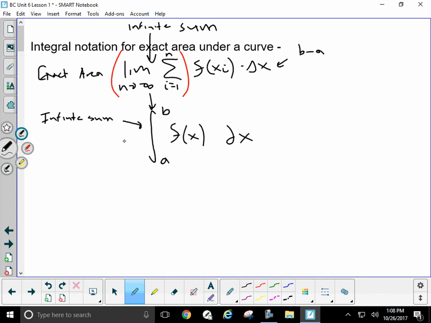This stands for infinite sum. This is called an integral. Just a small skinny f. The entire equation here, again, is the exact area under a curve.